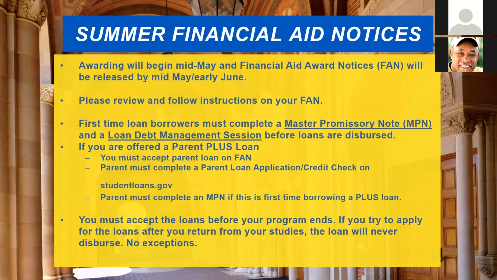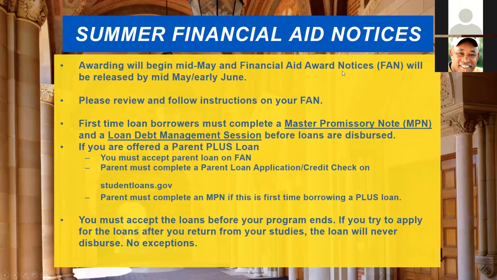So let's say your program is going to begin June 30th. The earliest you'll be able to receive any financial aid would be June the 20th. If your program begins July the 15th, the earliest is going to be July the 5th. So again, that's by federal regulation. They don't allow us to release the money too early to the students.